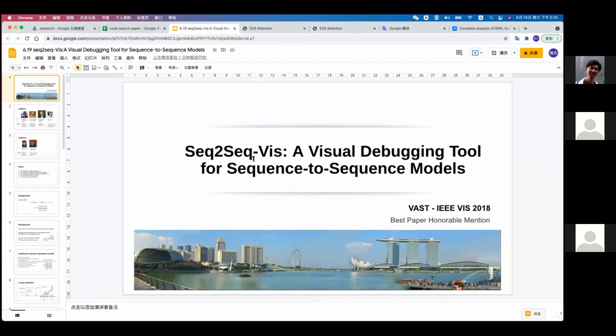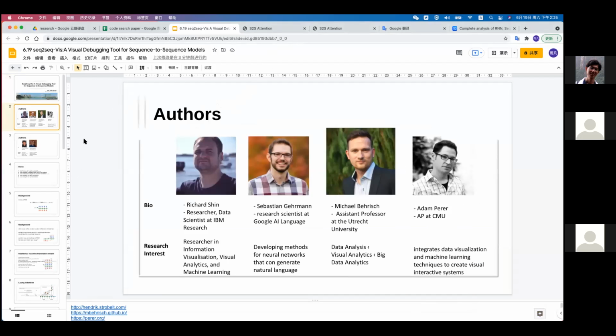Today's paper is a visual debugging tool for sequence-to-sequence models. It was published in the journal VAST IEEE 2018, and it was awarded the best paper honorable mention. There are 6 other authors, and they all come from the visualization field or natural language processing fields.